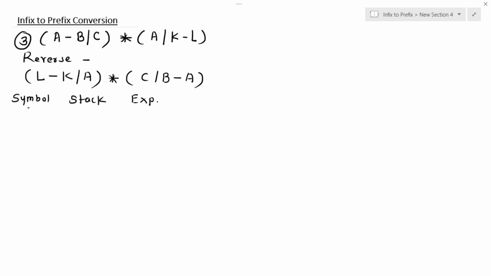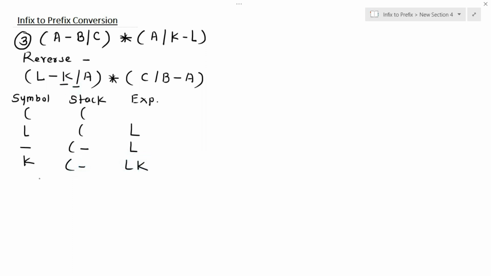So the first symbol is left parenthesis. It directly goes into the stack. If the operator comes, it goes into stack. If operand comes, then it goes into the prefix expression. Okay, the next symbol is L. L is an operand, so it goes into the expression. Then there is a minus. Minus goes into the stack. Here is L. Then it comes K. K is an operand, so it directly goes into the expression.